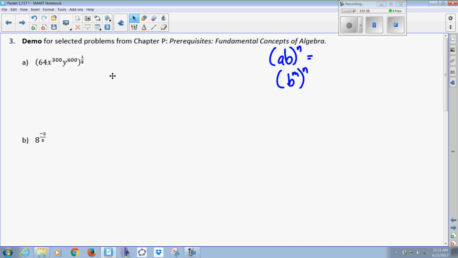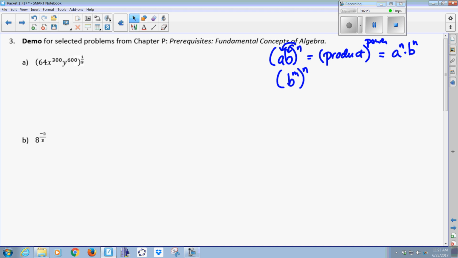The first one is a product. Product meaning you have a bunch of factors inside your parentheses, which means everything is being multiplied, and your product is being raised to a power. That's what we call this property, a product to a power. And in this case, the power attaches itself to each factor, and you're done.